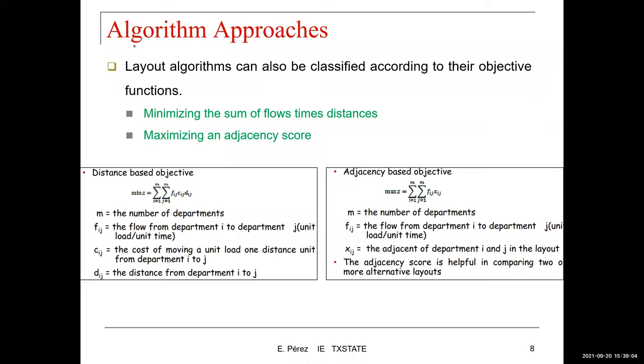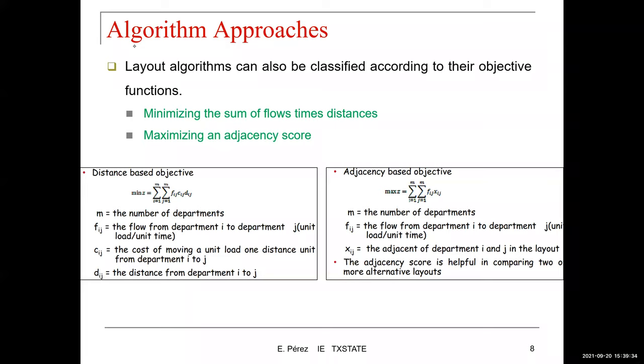You see F represents the flow, meaning the amount that is being transferred between departments. I represents one of the departments, J is the other one. And you have Cij, that could be the cost of moving, the cost for a specific distance. And then we have the distance from department I to J. The summation of those multiplications, you're trying to minimize that expression.